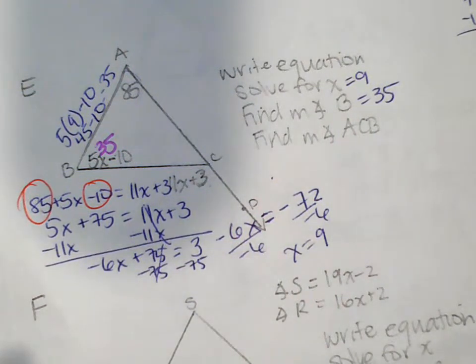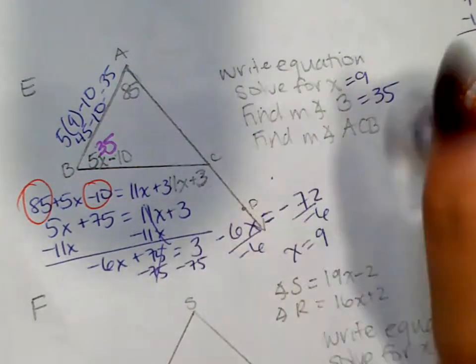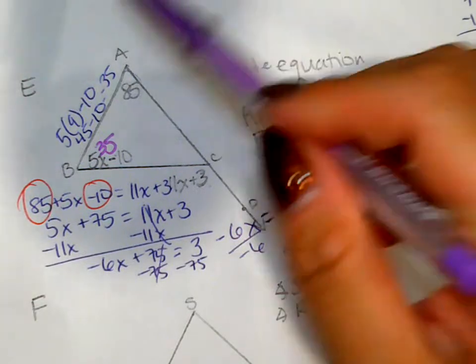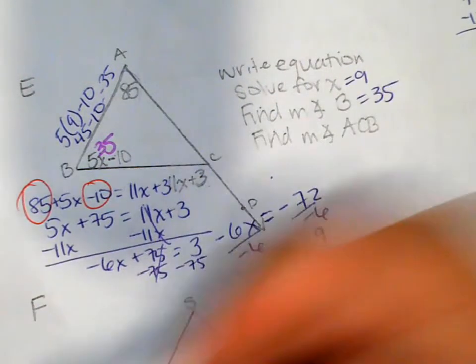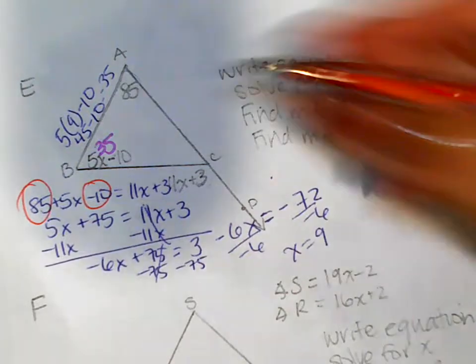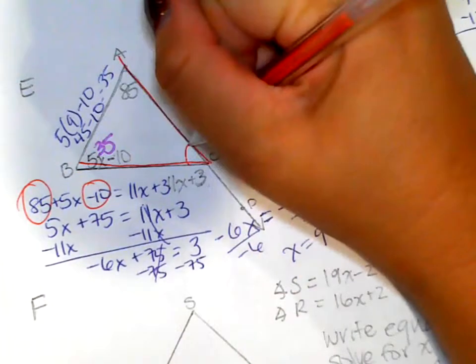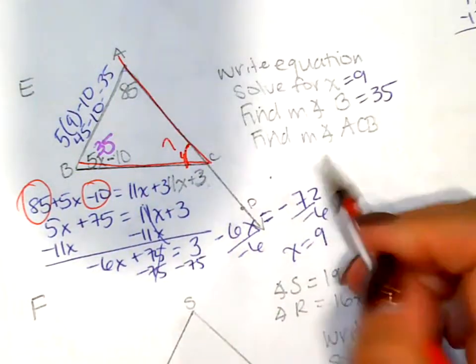How did I do C? I'll go back up there. Okay, let me finish this one. This one wants me to do ACB. So if I look at this angle ACB, here's ACB. I need this angle right here. That's the one I'm looking for next.